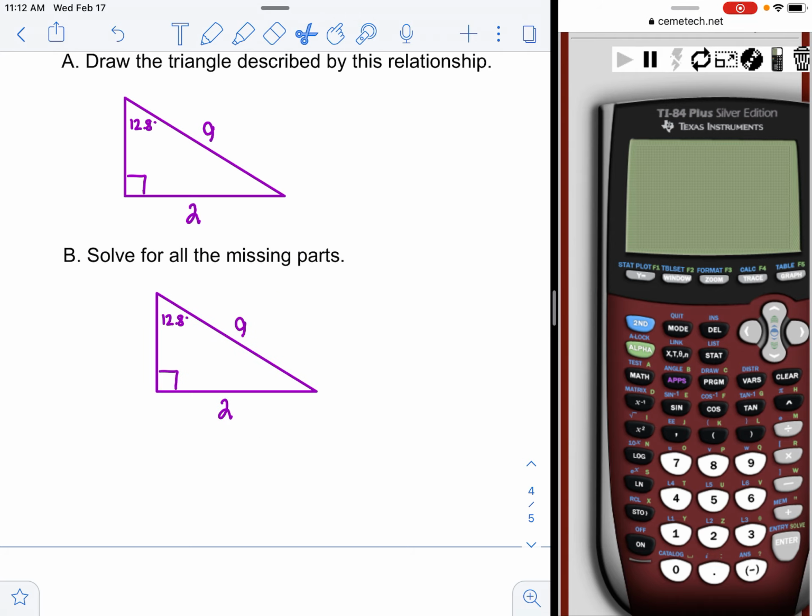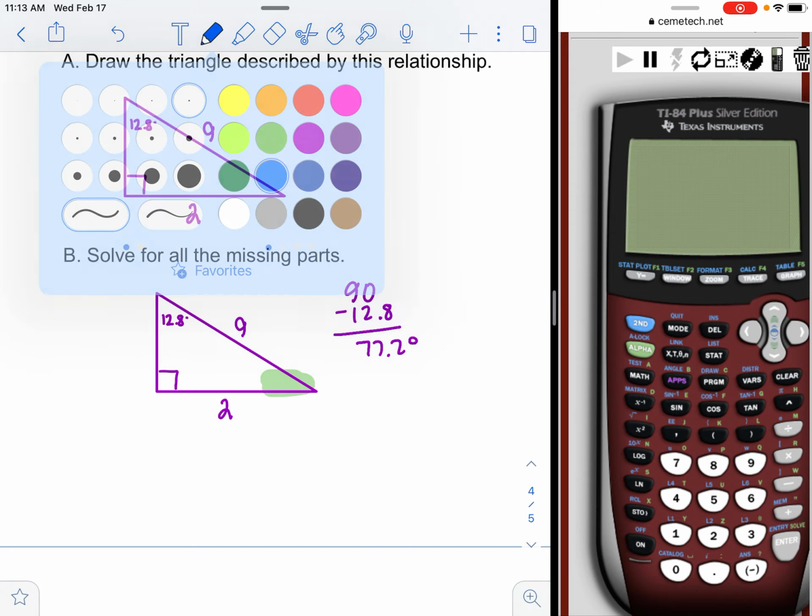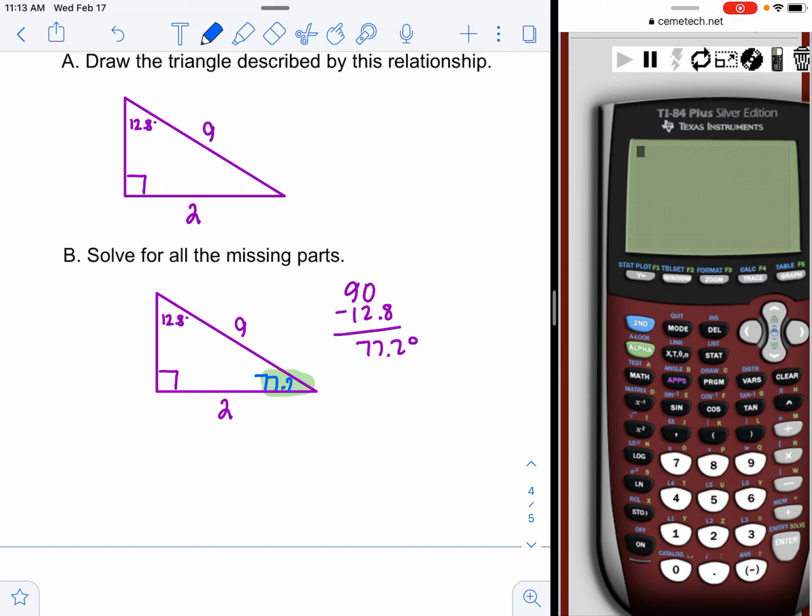Next it says solve for all the missing parts. So let's do that right below. I'm going to copy this. Let's solve for the missing part. So first off, I can get this missing angle right here. The fastest way is just to do 90 minus 12.8. 90 minus 12.8 is 77.2. So this angle, I'm going to do it in a different color so it jumps out. 77.2 degrees.